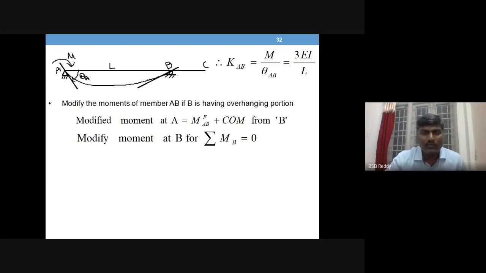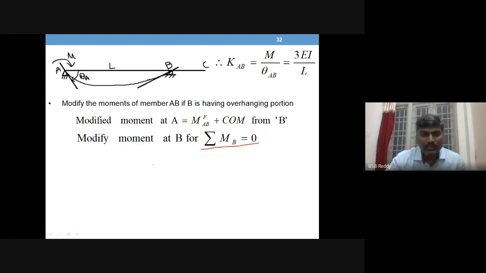If you have an overhang portion in a continuous beam, consider this diagram ABC, where BC is a cantilever portion or overhanging portion. For example, from step 1, find fixed end moments like MFAB, MFBA. Now, how about changes in the procedure in this case? Moment at B shall be made 0.